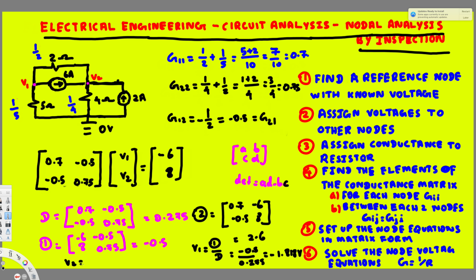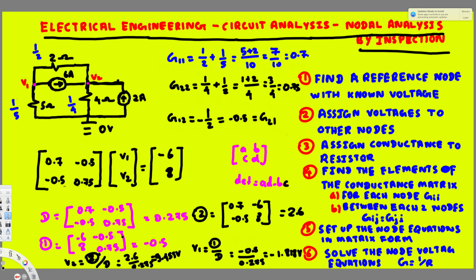V2 is going to be the second one. We found this is equal to 2.6. Now we take the second determinant value, 2.6, and divide by the main determinant, so that's 2.6 divided by 0.275, and that's equivalent to 9.455 volts. Now we have found the two unknown voltages.